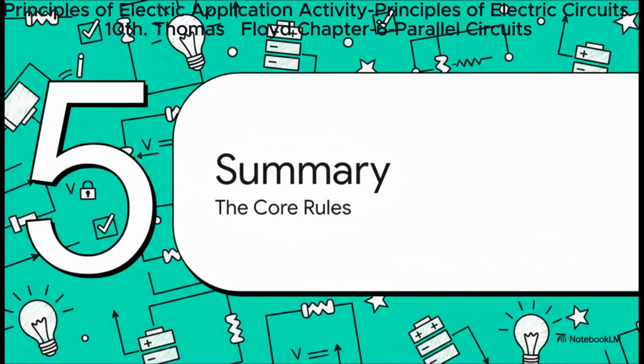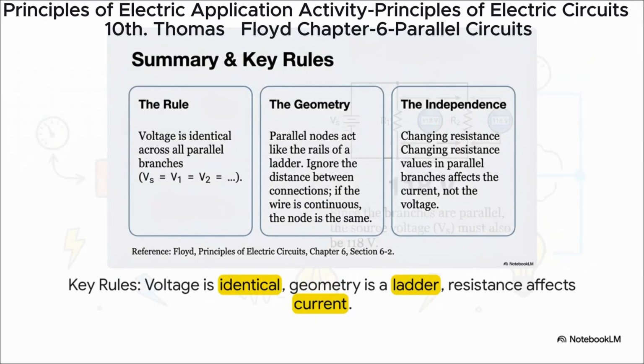Okay, let's wrap this up by quickly recapping the key takeaways from today. These are the absolute non-negotiables you have to remember. Here they are, your 3 essential rules. First, the rule. Voltage is identical across all parallel branches, period. Second, the geometry. Ignore how it's drawn, trace the nodes, and think like a ladder. And third, the independence. In a parallel circuit, changing a resistor's value changes its current, not its voltage.